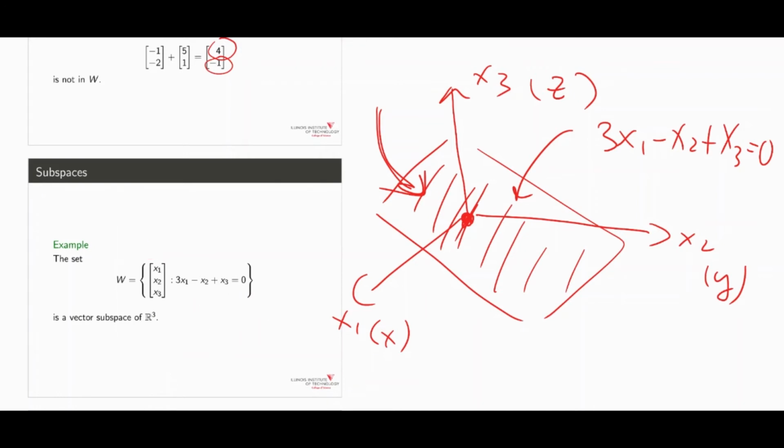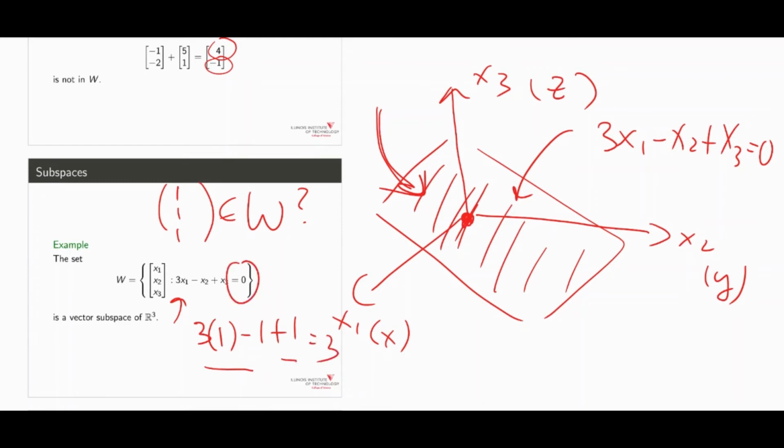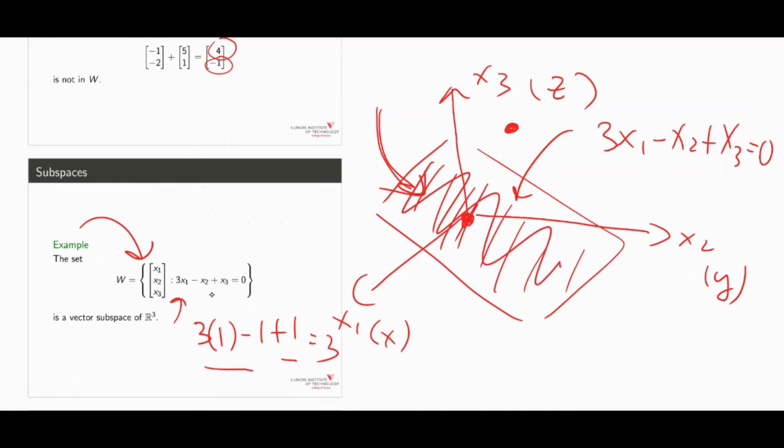Let's say, for example, 1, 1, 1. Is 1, 1, 1 an element in W? Let's see. 3 times 1 minus 1 plus 1. So this is 3 minus 1, which is 2, plus 1, so this is 3. So it is not 0. So the answer is no. 1, 1, 1 is not in W. It probably sits right here, not on the plane. All right, so in order to be in W, you have to satisfy this condition.